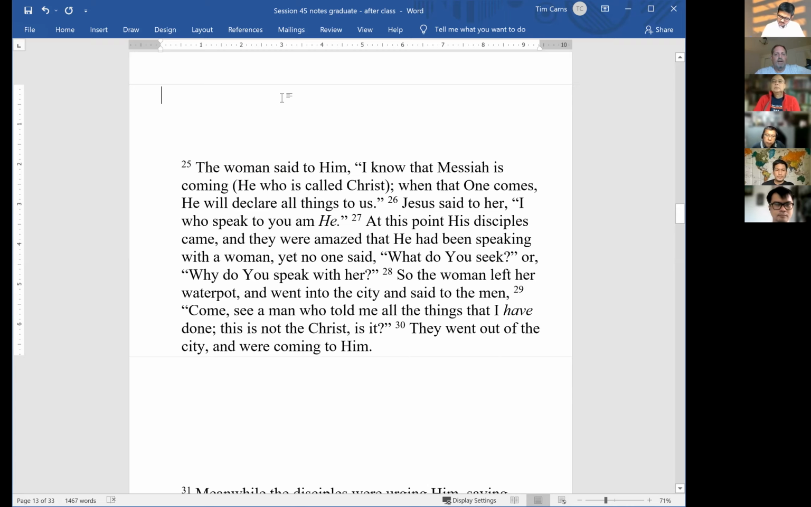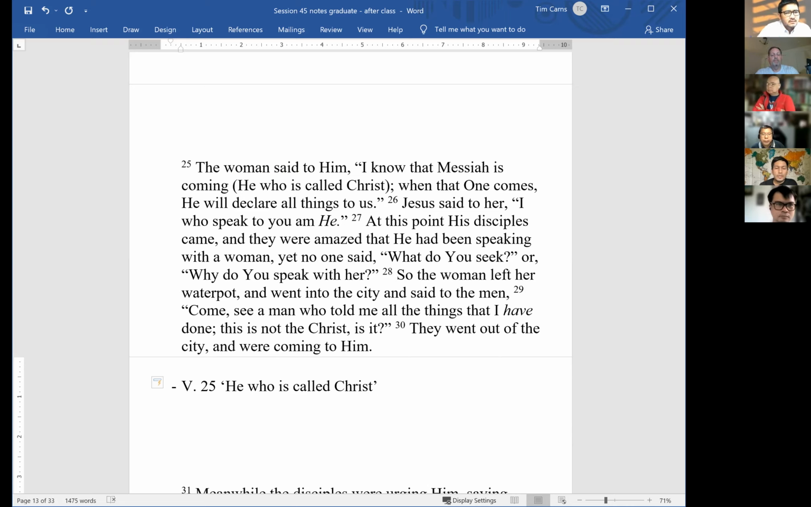Okay, so this paragraph, anything significant from the narrator? Harris, did you read this one? I forgot. It's me, Pastor. Oh, sorry, Jason. Go ahead. In verse 25, Pastor, the inclusion there, the description about the Messiah, the statement, he who is called Christ.